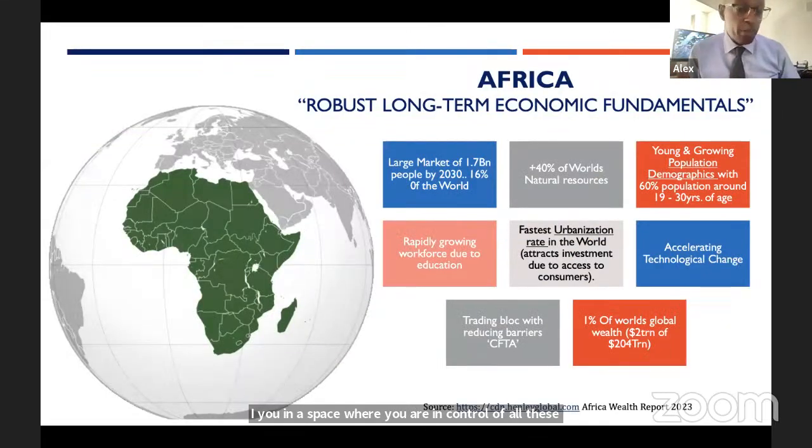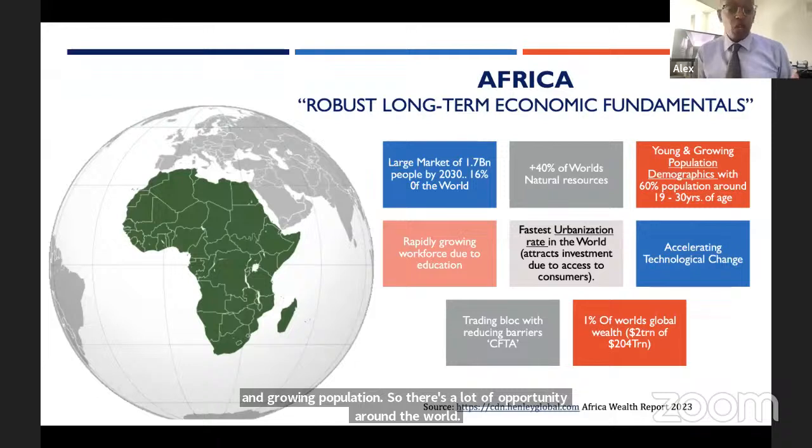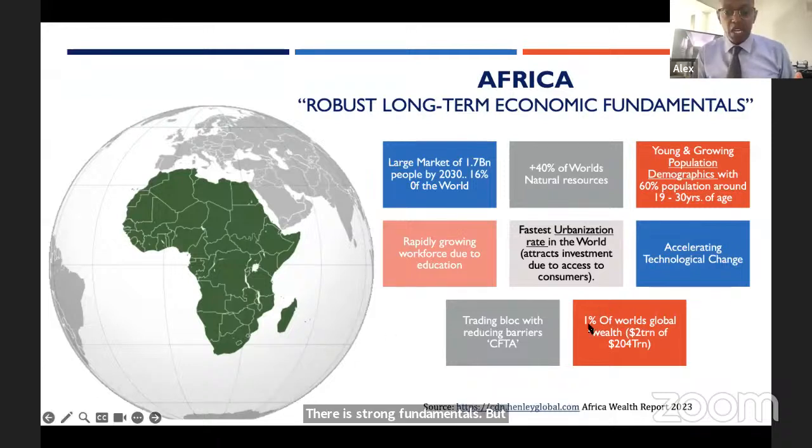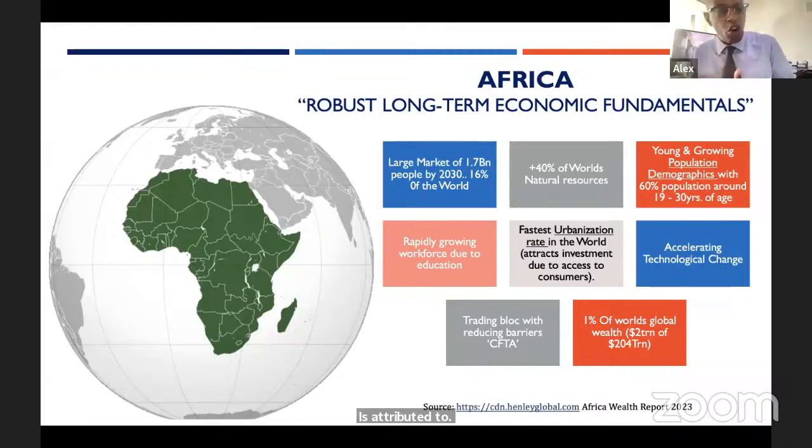Now, why do we talk about this? Of course, Africa is growing, and it's growing at a very fast pace. We have a lot of resources in the world. We have a young and growing population, so there's a lot of opportunity around the world. There are strong fundamentals. But what happens is that despite all this technological change, despite all the knowledge, despite the growing workforce, only 1% of the global wealth is attributed to individuals in Africa. That means there's something wrong with how we manage wealth, how we plan ourselves.